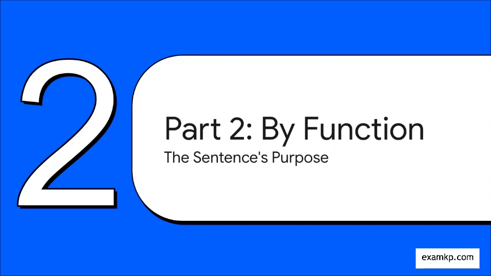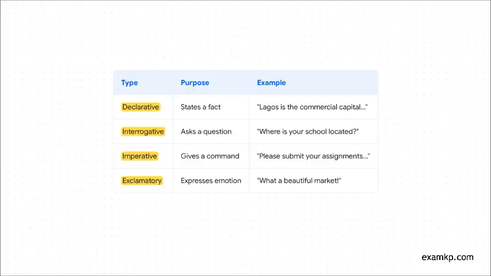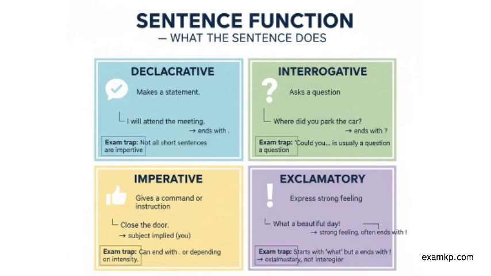A declarative sentence simply declares something, like a fact. An interrogative sentence interrogates. It asks a question. An imperative sentence gives an imperative, or a command. And finally, an exclamatory sentence exclaims something with strong feeling. Each one has a clear, specific job.